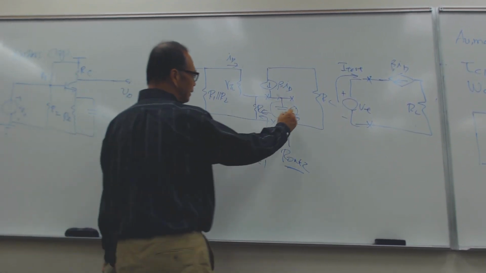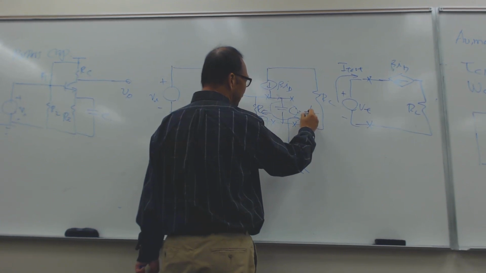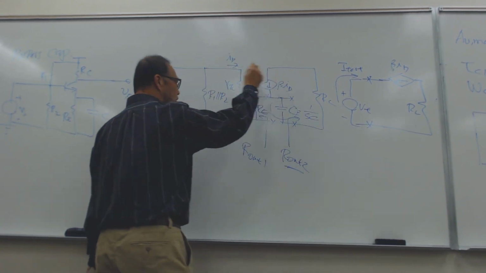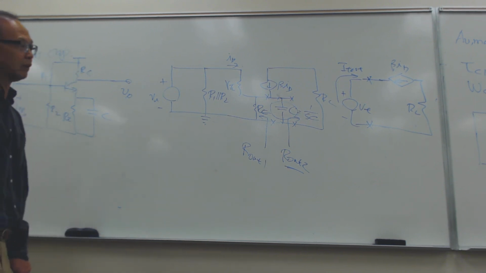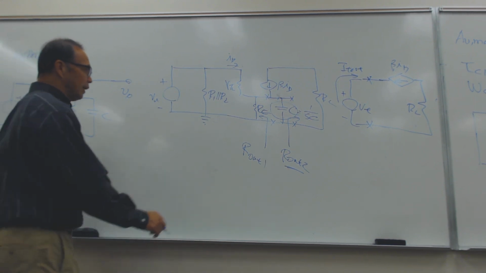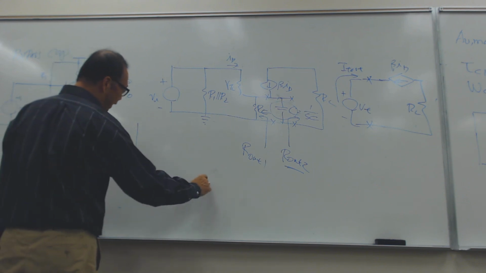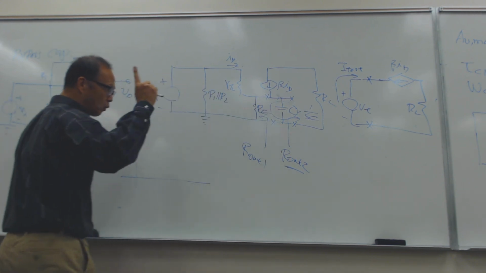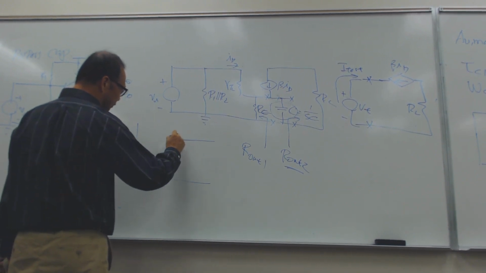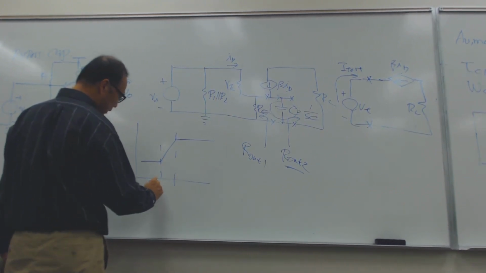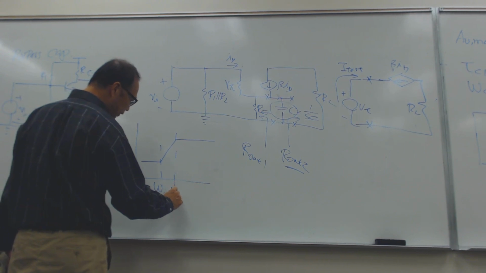You have to make it 1 over SC, yes? So now you have to solve the whole circuit using the conventional approach. And in the end, you're going to find that it does not introduce just one corner frequency, it introduces 2 corner frequencies. Omega 1, omega 2, like this.